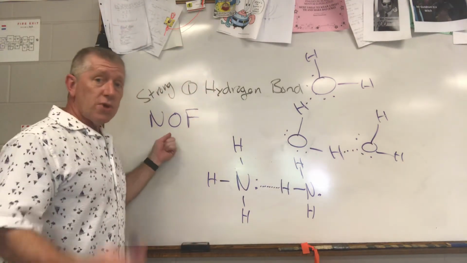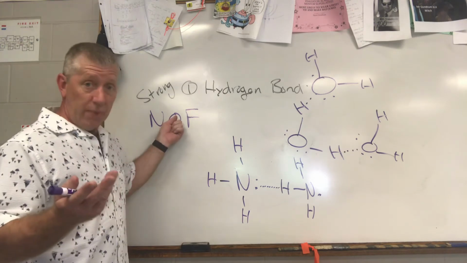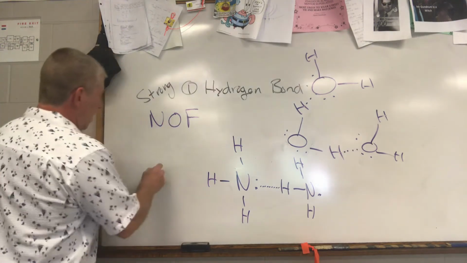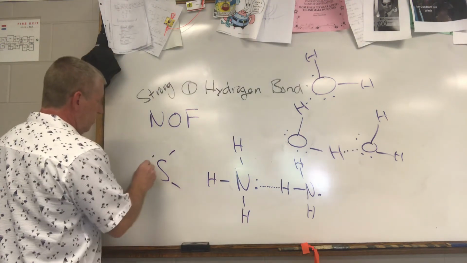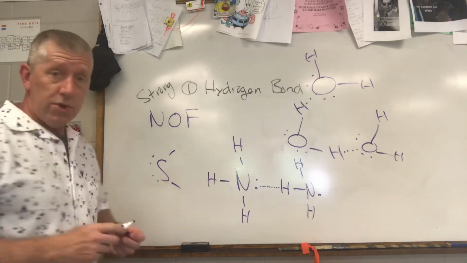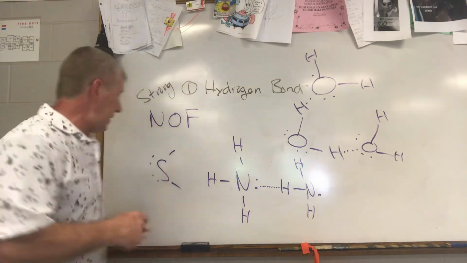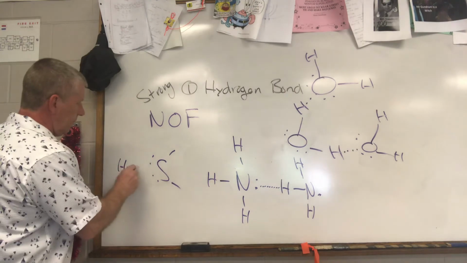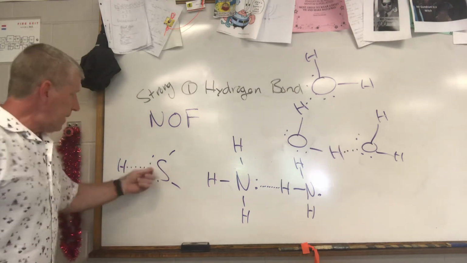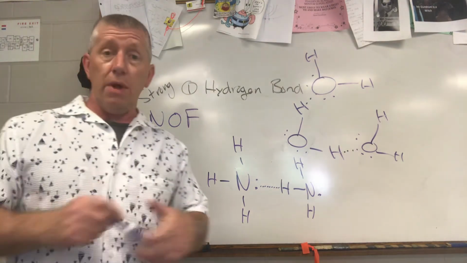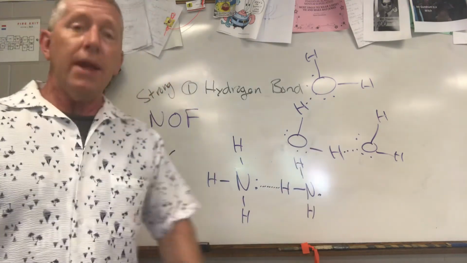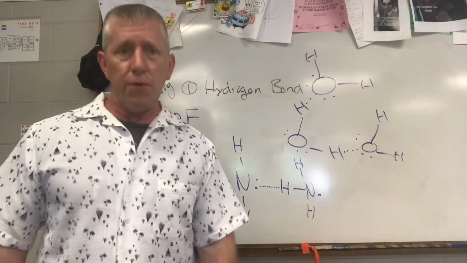Sulfur's here. So sulfur would have the same structure as oxygen, right? Sulfur will have 2 bonds and 2 unshared pairs of electrons. So why couldn't we get a hydrogen from another compound connecting to that unshared pair of electrons of sulfur? It works with oxygen, right? Yeah, it does. Well, now the sulfur is going to form hydrogen bonds too, right?